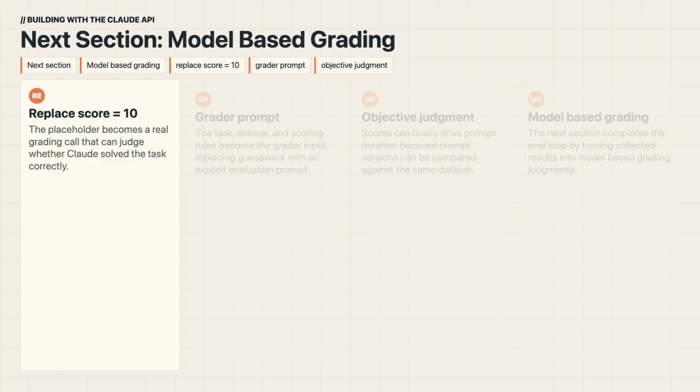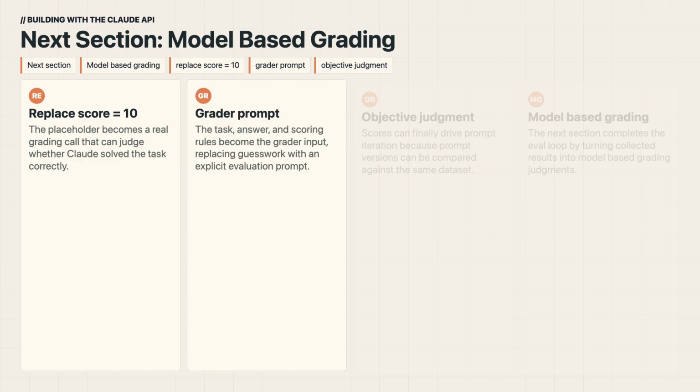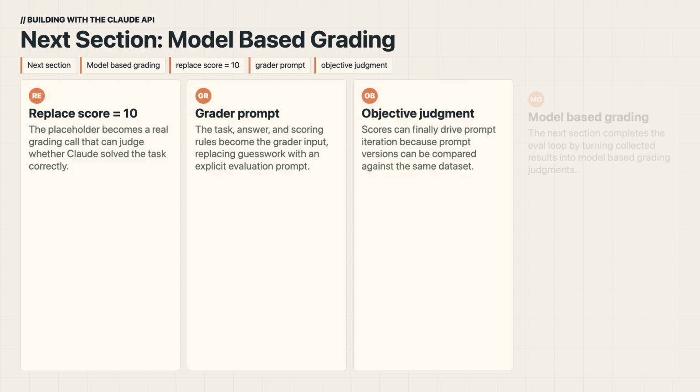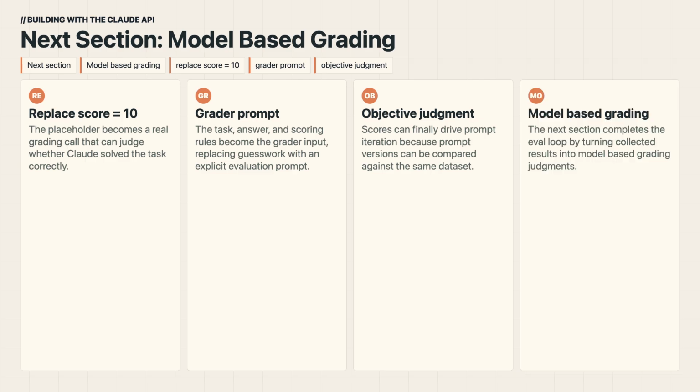Next, we replace score equals 10. Model-based grading uses a model as the grader, with a prompt that sees the task, the output, and the scoring rules. That is the missing bridge between a runner that merely collects answers and an eval that can guide prompt changes. Keep the dataset and runner in mind. In the next section, model-based grading turns those results into useful judgments. So carry forward the dataset, the runner, and the result object. The next section changes the scoring step from a placeholder into an actual model judgment.